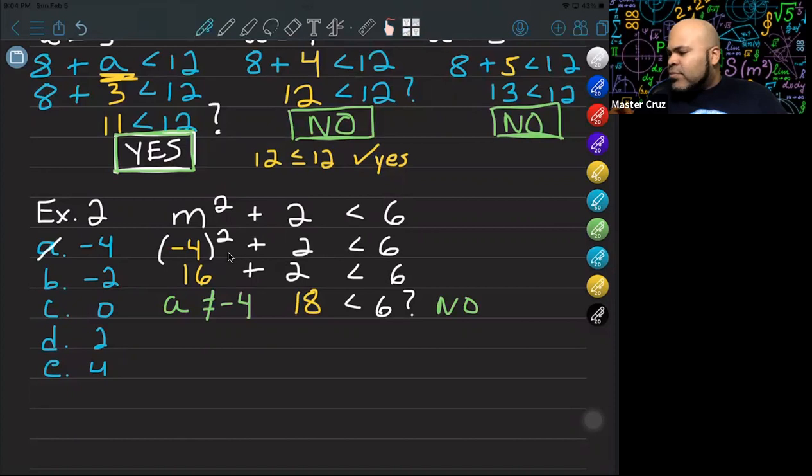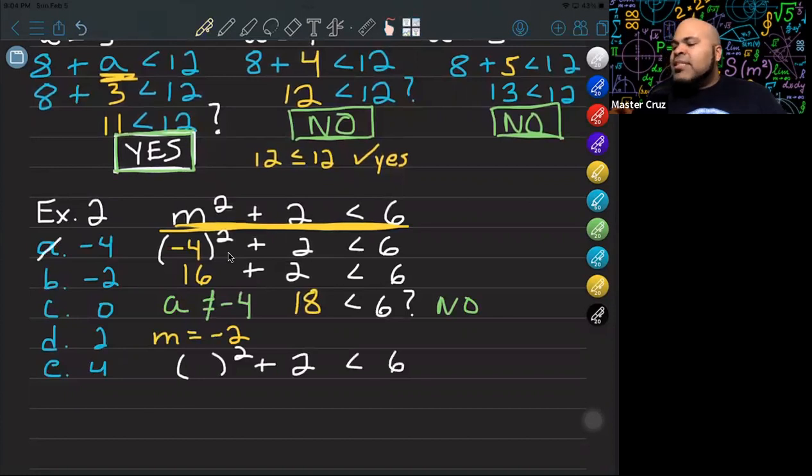B is for m equals negative 2. So what happens if I plug in m equals negative 2 in the original problem, which is up here? Well, again, I'm going to open my parentheses where I see the variable, plus 2 is less than 6, but this time I'm going to plug in negative 2. Negative 2 squared means negative 2 times negative 2, which is positive 4. And positive 4 plus 2 is less than 6. 4 plus 2 is 6, which is less than 6.